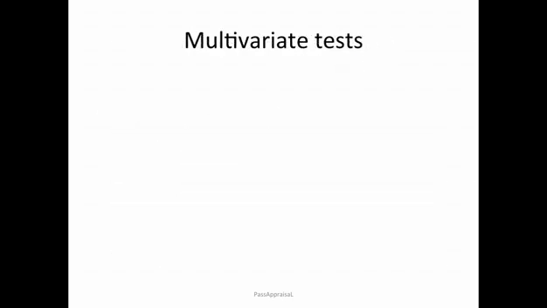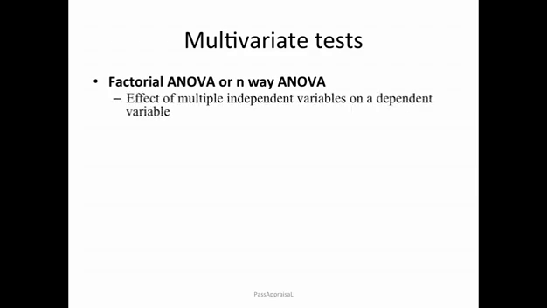Another multivariate test is factorial ANOVA or n-way ANOVA. Here, we are interested in studying the effect of many independent variables on one dependent variable. It's a parametric test of independent observations.